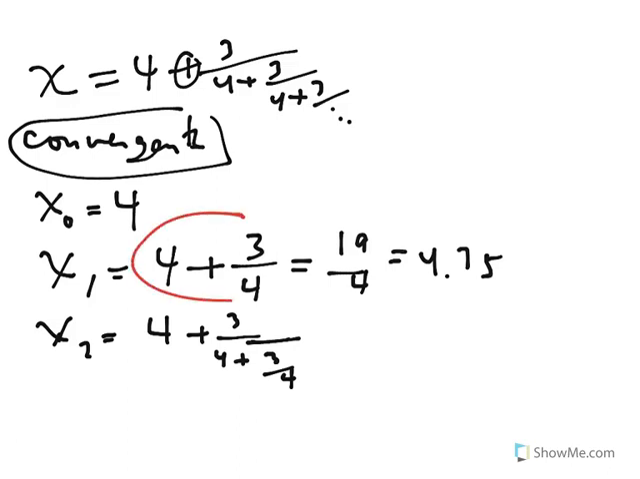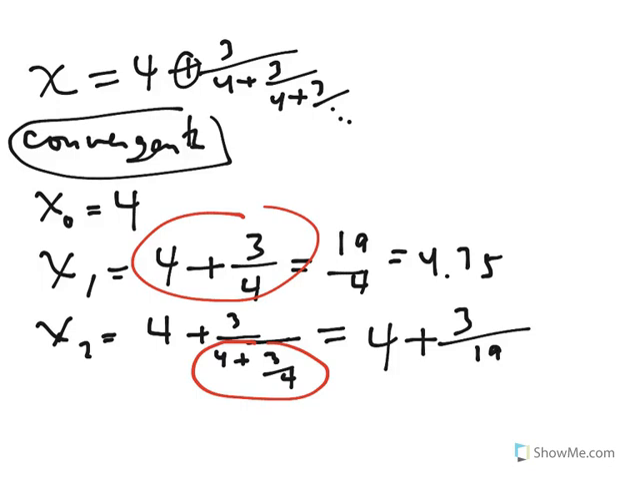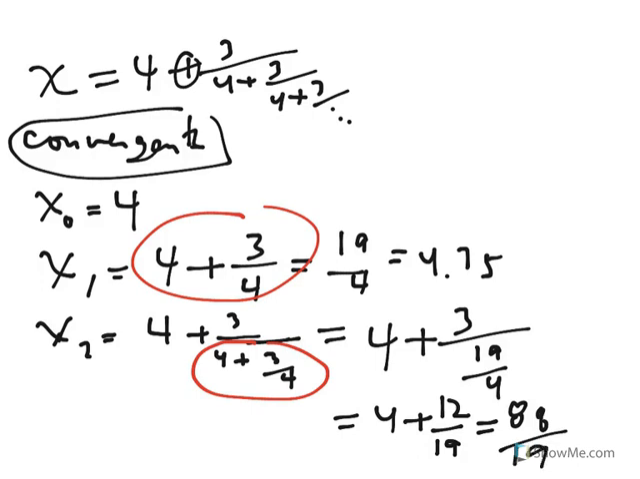Now to calculate this out, we actually don't need to start over from scratch, because see the last one, the 4 plus 3 over 4? That's actually in the denominator here. And that's always going to happen. So I could write this as 4 plus 3 over the most recent answer, which turns into 4 plus 12 over 19, which turns to 88 over 19, which is about 4.6.